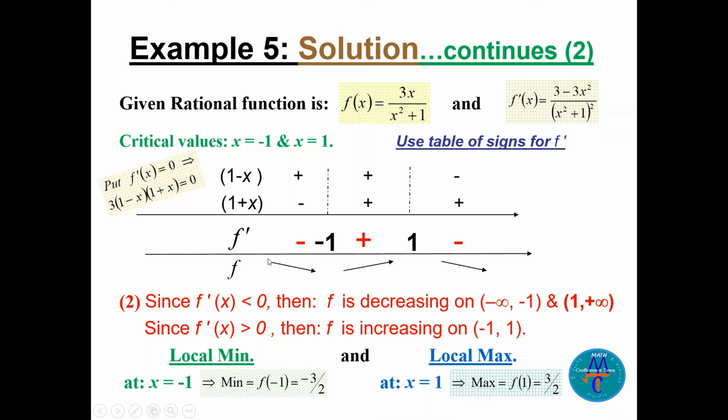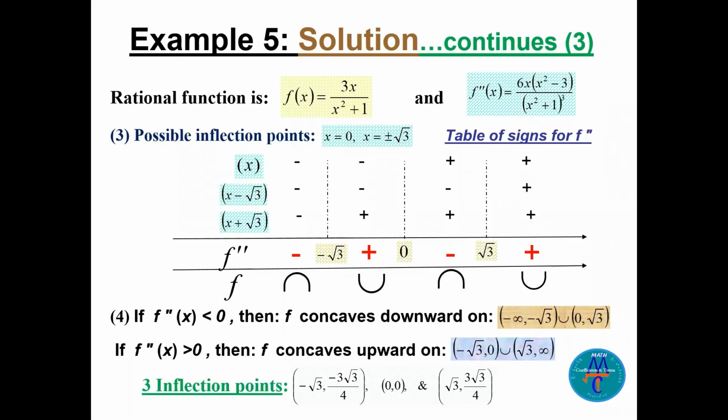So here we have decreasing and increasing, so there is a local minimum at minus 1. To find the minimum itself, you put minus 1 in the function here, so it will be minus 3/2. Local maximum here we have, because we have increasing and then decreasing, this is local max at x equals 1. To find the maximum itself, put 1 in the function here, so it will be 3/2.